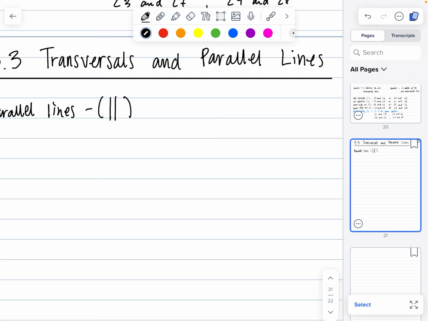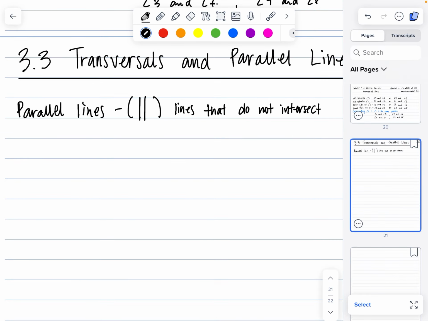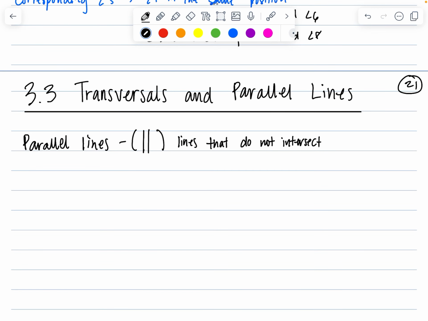So here we have parallel lines are lines that do not intersect, and then in quotes, in the same plane. Now, for our sake, we're doing everything in the same plane, so that, for the most part, can be a little bit irrelevant, and you'll see what I mean.